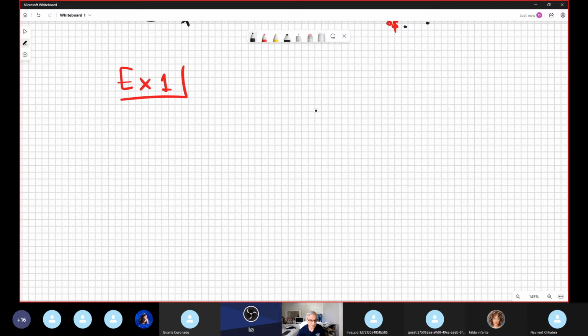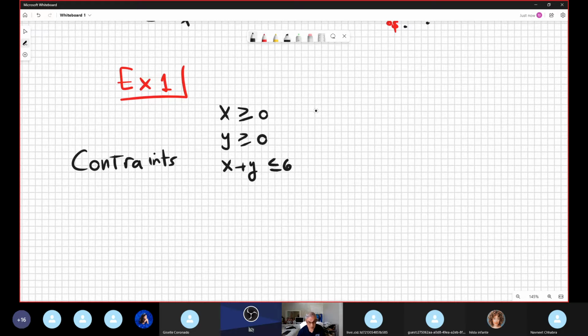Suppose we have the constraints of the problem. And the constraints are a linear system of inequalities. Suppose x greater than or equal to 0, y greater than or equal to 0, x plus y less than or equal to 60, and y greater than or equal to x. Inequality 1, inequality 2, inequality 3, inequality 4. These are my constraints.